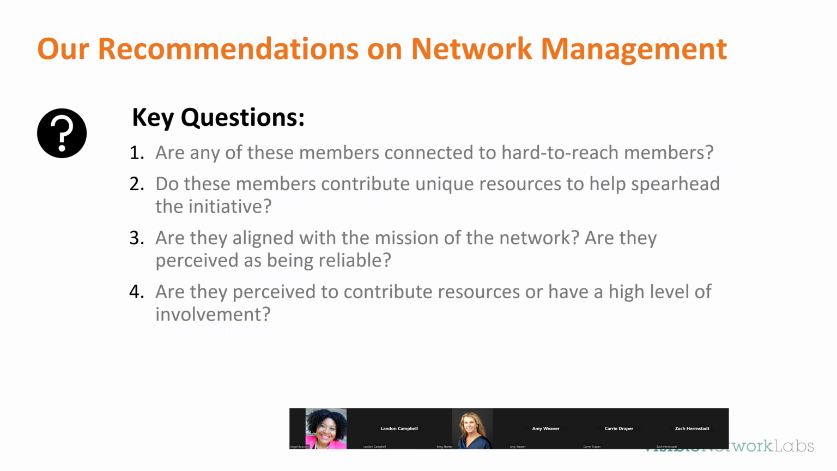And additionally, our recommendations on network management would be considering asking these key questions. Are any of these members connected to hard to reach members? Do these members contribute unique resources to help spearhead the initiative? Are they aligned with the mission of the network? Are they perceived as being reliable? And are they perceived to contribute resources or have a high level of involvement?